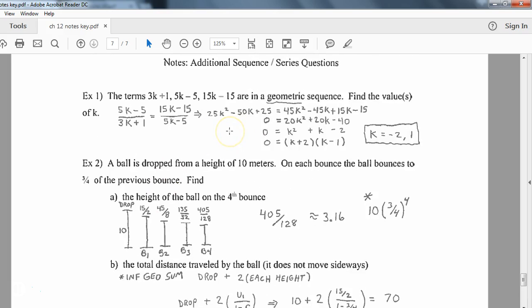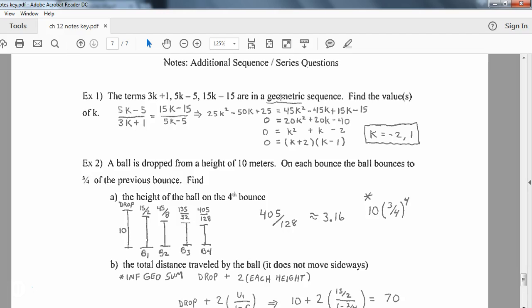Of course, this doesn't cover every scenario you could ever run into, but I'm trying to give you some different ideas of ways that I've seen this come up in IB tests in the past, and that are going to help you. So here we go. First example, these terms, so that's the first term, second term, and third term, are in a geometric sequence. So find the value or values of k.